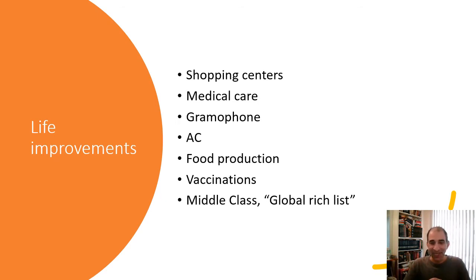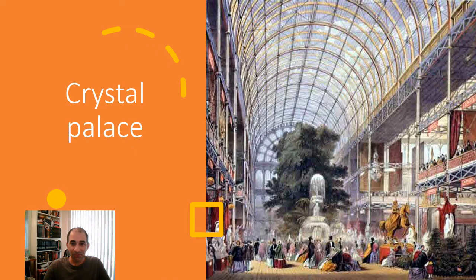So, anyways, there's a lot of other things too. Let me go through a couple images here. These are just a handful of things that make our lives better as a result of the Industrial Revolution. This is a place called the Crystal Palace. It's a big example of a shopping center area, a showcase for people to go and see.